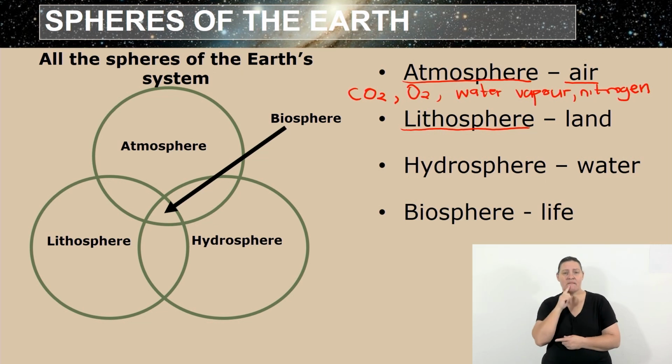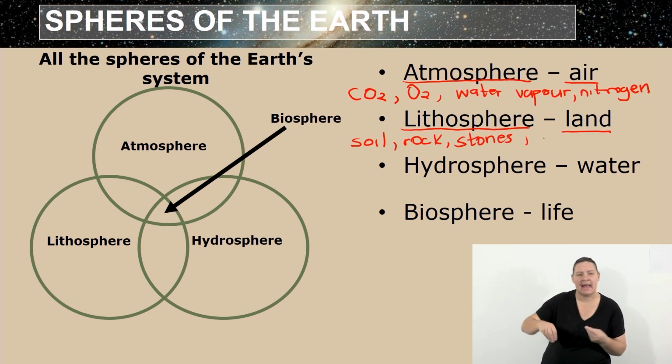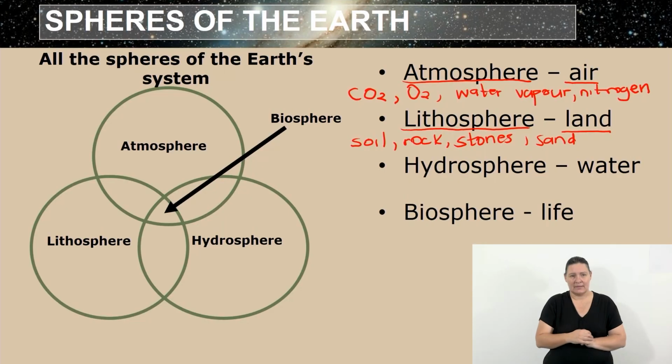Our lithosphere consists of the land. On the land, this is where we find the soil, the rocks, all the stones that we find, as well as the sand. All the parts of the land make up the lithosphere, and the sea floor, the one that you find deep down in the ocean, is also part of the lithosphere. Then we move on to the next sphere, which is the hydrosphere.